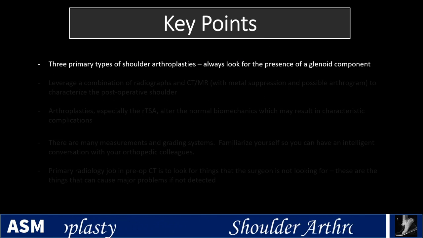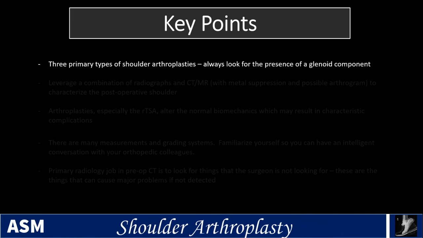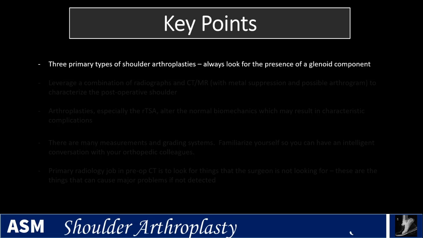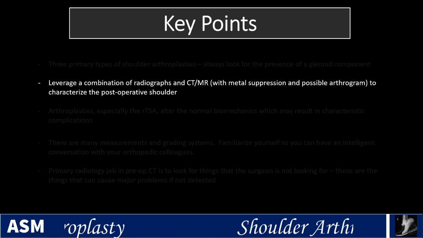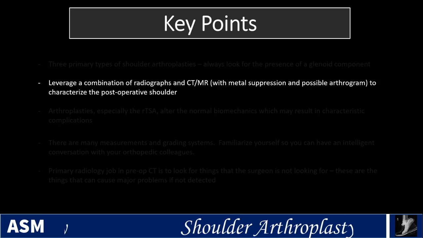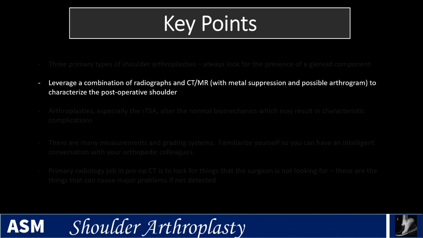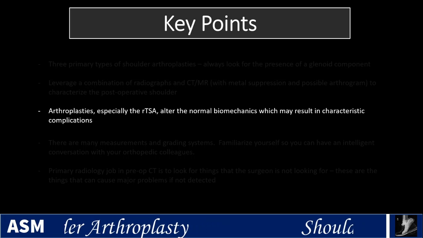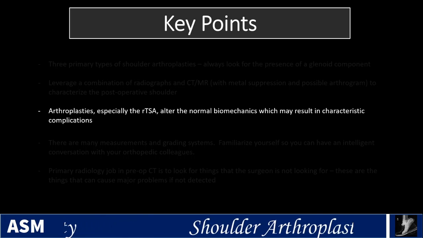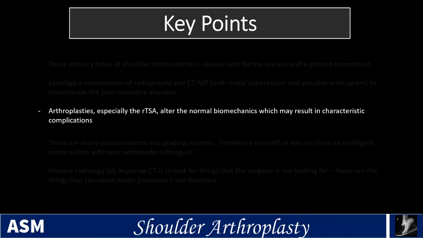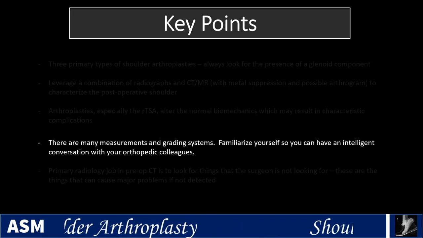So key points. There are 3 primary shoulder arthroplasties. If you lump the resurfacing and the hemi together, always look for the presence of a glenoid component on your imaging studies. Leverage a combination of radiographs and cross-sectional imaging with metal suppression and possible arthrogram to characterize the post-operative shoulder. Arthroplasties, especially the reverse total shoulder arthroplasty, will alter the normal biomechanics and will result in characteristic complications, so that's why the checklist is important.